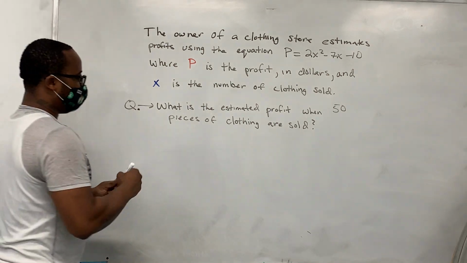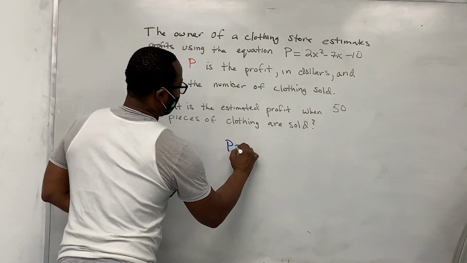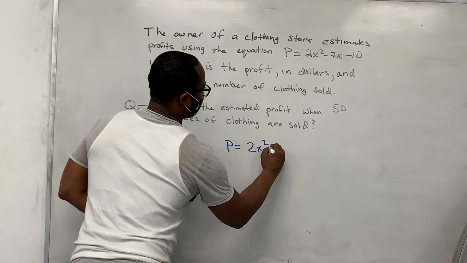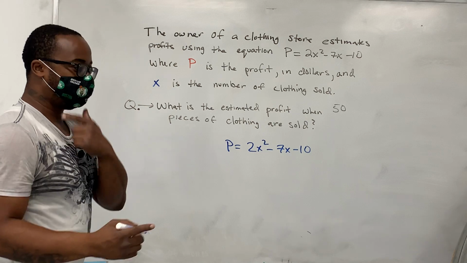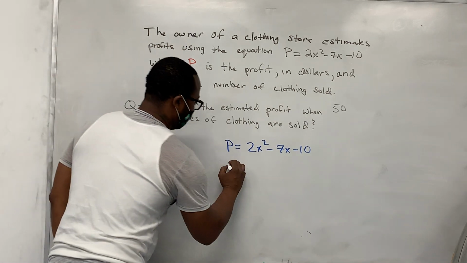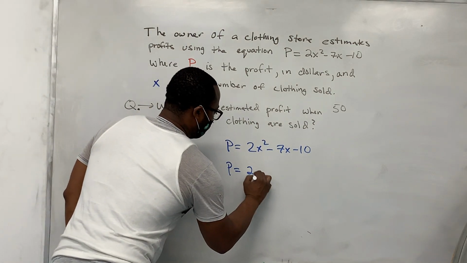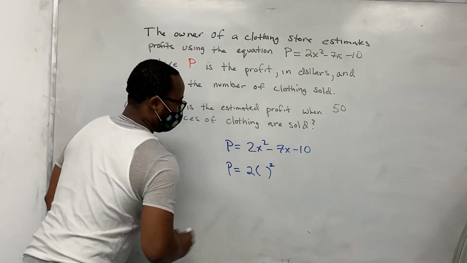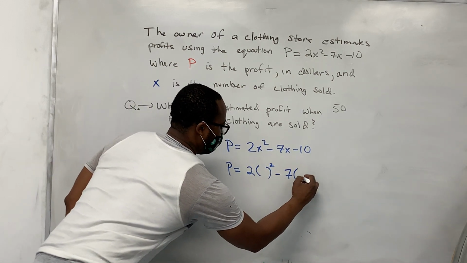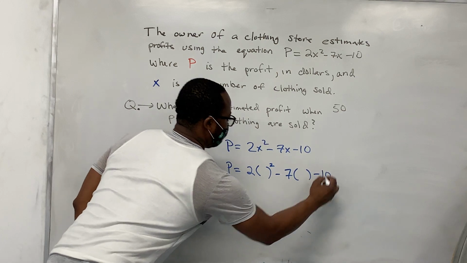So now what we need to do is, we have to first write this equation. Write it out like this. Now, my second step, what I like to tell all my students when it comes to algebra, is we're gonna put parentheses wherever the x's are. Put the square there, minus 7 times x, minus 10.